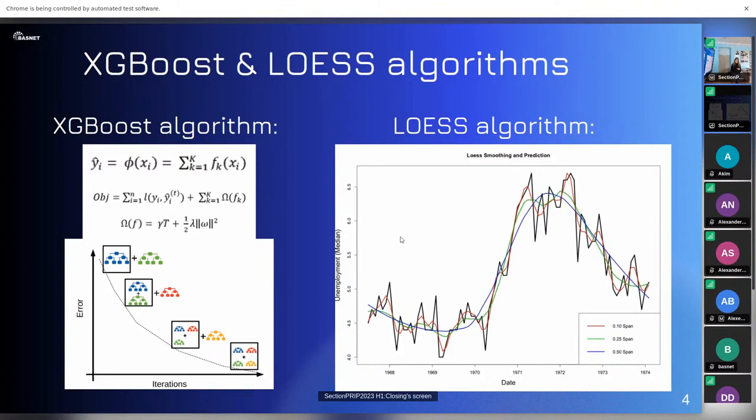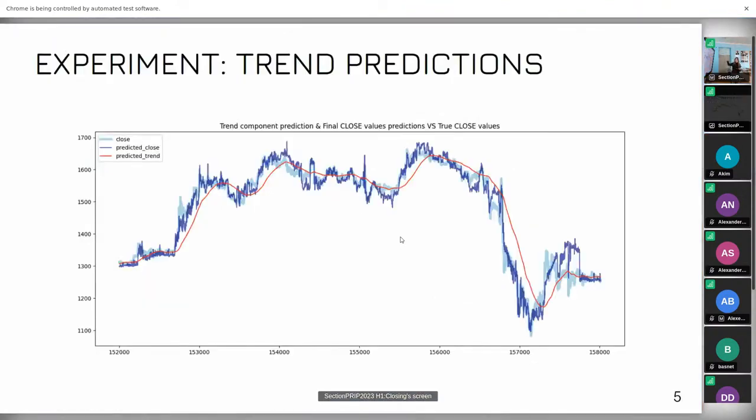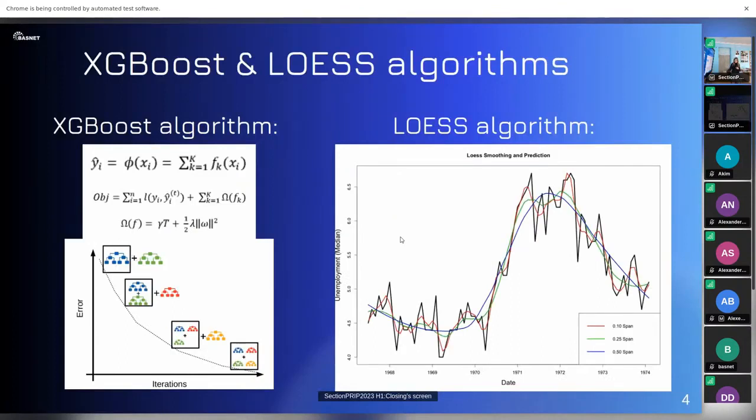First of all, let's discuss XGBoost. Gradient boosting is an ensemble learning method that combines multiple weak predictors, typically decision trees, to create a strong predictive model. It works by iteratively fitting new models to the residuals of previous models, modeling the overall prediction error.